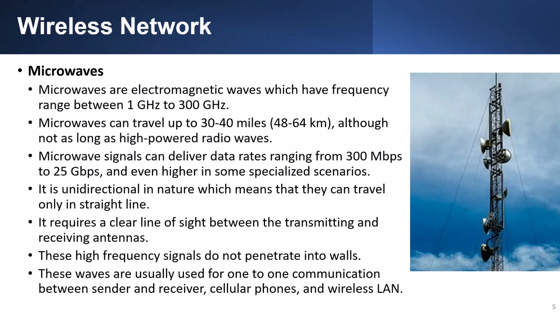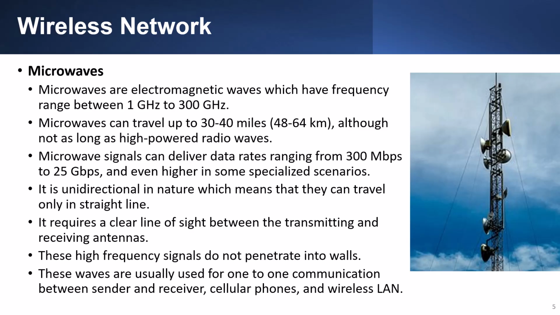Microwaves are electromagnetic waves which have a frequency range between 1 GHz to 300 GHz. Microwaves can travel up to 30 to 40 miles or 48 to 64 kilometers, although not as far as high-powered radio waves. Microwave signals can deliver data rates ranging from 300 megabits per second to 25 gigabits per second, and even higher in some specialized scenarios.